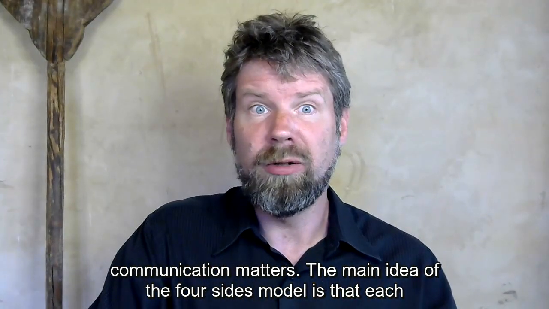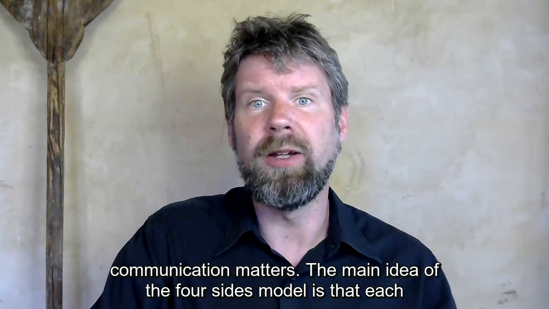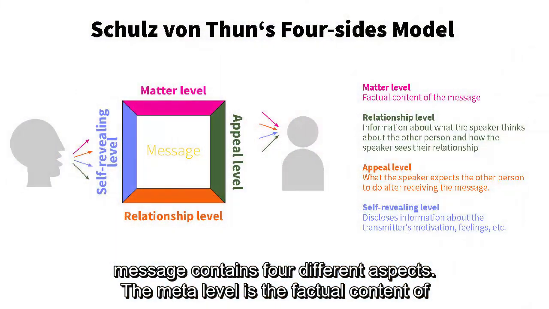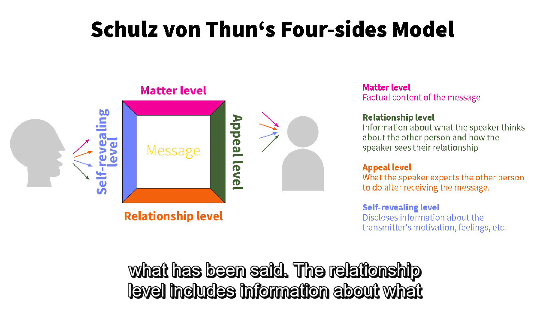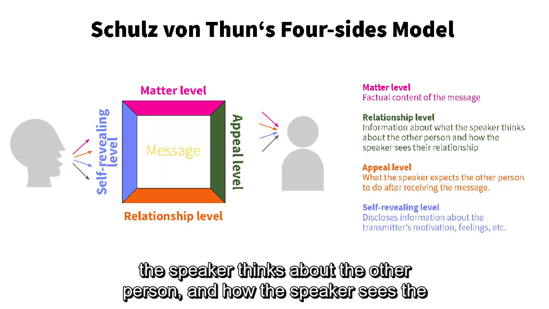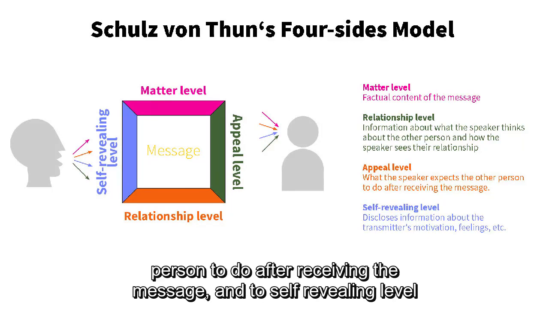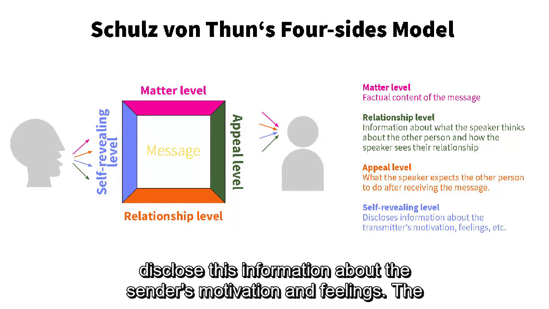The main idea of the 4 sides model is that each message contains 4 different aspects. The meta level is the factual content of what has been said. The relationship level includes information about what the speaker thinks about the other person and how the speaker sees their relationship. The appeal level relates to what the speaker expects the other person to do after receiving the message, and the self-revealing level discloses information about the sender's motivation and feelings.